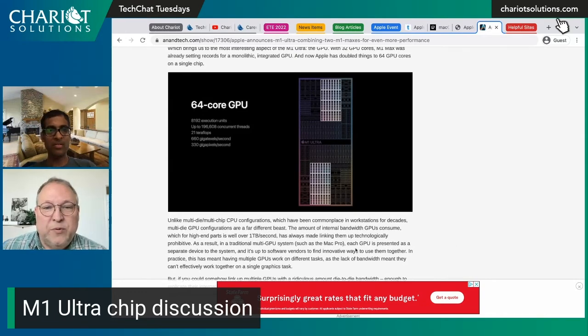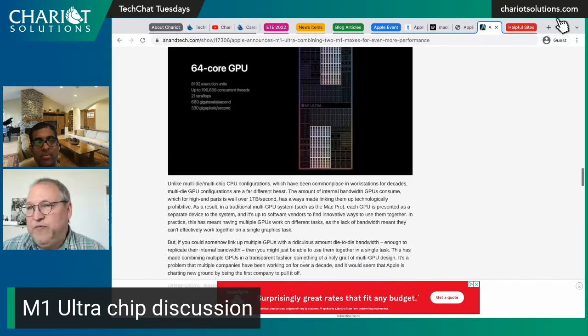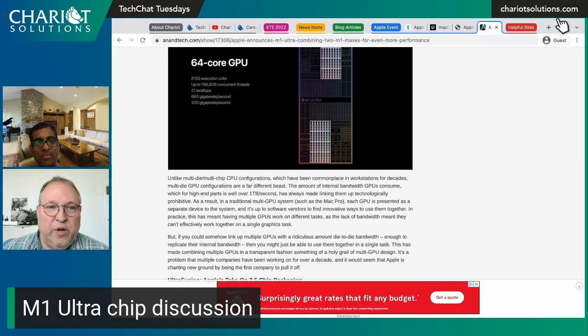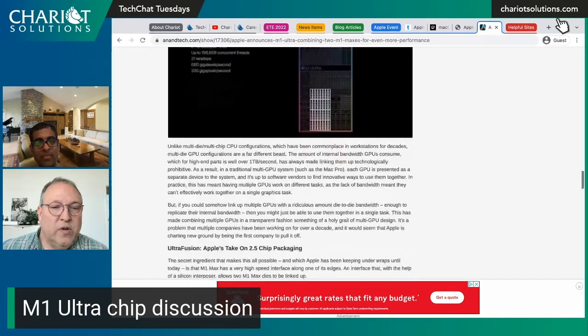Each GPU in the 64 GPUs is a separate device to the system, and the software vendors have to figure out innovative ways to connect them together. So I would assume it's going to take a little while for the software to catch up, but I'm assuming things like Adobe are going to figure that out relatively soon with things like Premiere and rendering.